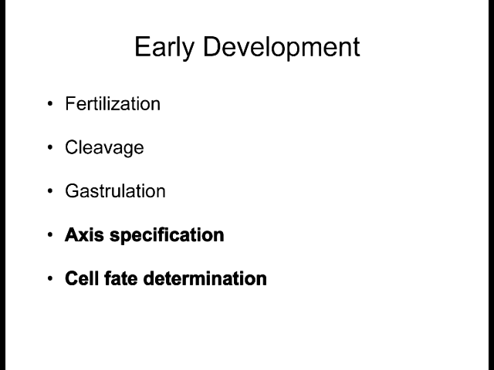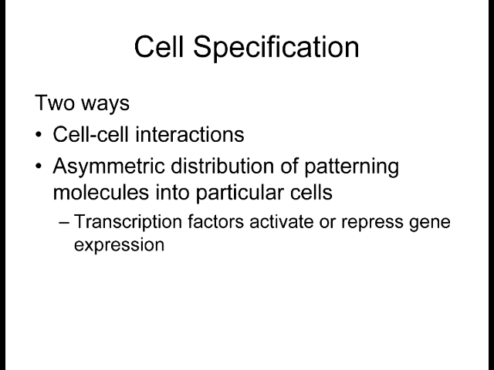Cell specification, we talked about there are three types: autonomous, conditional, and syncytial. But if you break down all three of those, there's really two major factors in specification. Number one is cell-cell interactions, so the interactions that cells have with one another to start specifying one another. This is mainly included in conditional specification.